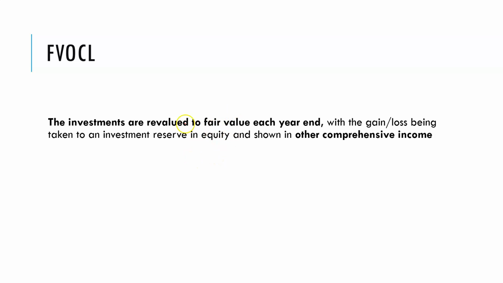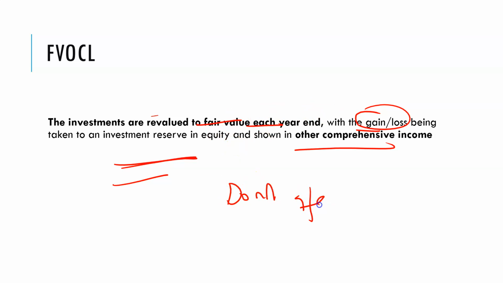So what were we saying? We revalue to fair value anyway each year, but all the gains or losses, forgive me, are taken to an investment reserve in equity and shown in other comprehensive income. So basically the movement, the gains or losses, do not affect our income statement, our statement of profit or loss. It just goes into other comprehensive income, and from there goes into this investment reserve in equity. And that's really the point.